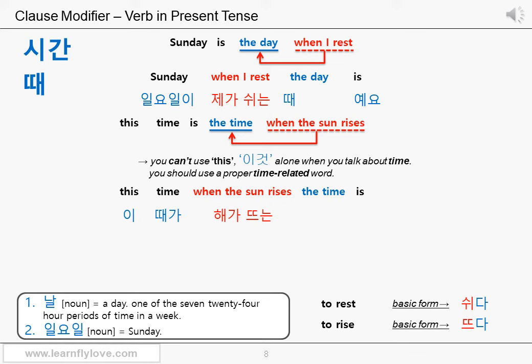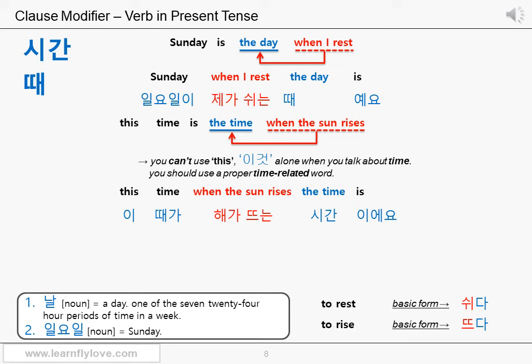해가. Rise. The basic form of the verb rise is 뜨다. 뜨 is the stem. Let's add the 는 sound to the stem 뜨. 해가 뜨는, when the sun rises. The time. Let's use the direct translation of the noun time. 시간 is. The formal block 간 has a final consonant. So you should use 이에요.